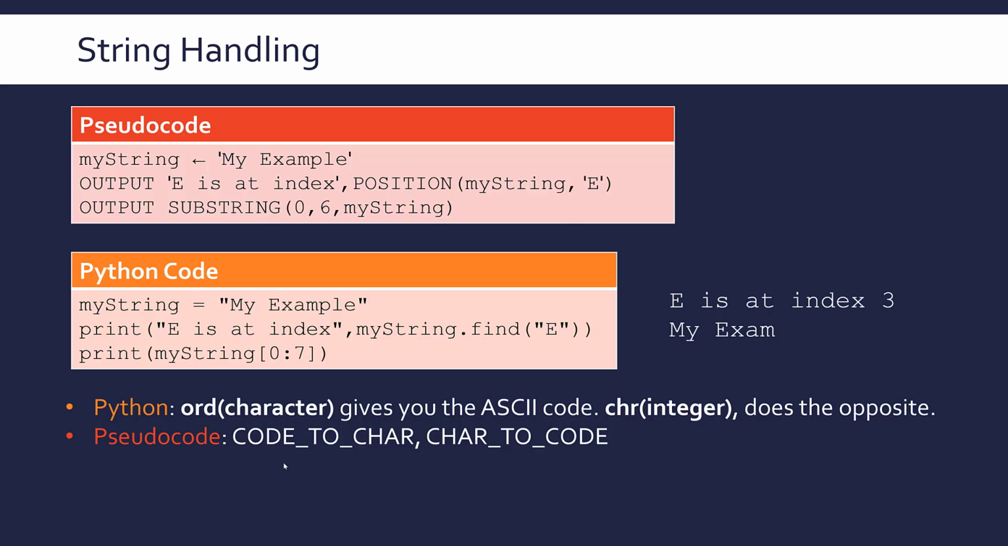In pseudocode, this is done quite nicely, in a more simple way. Just CODE_TO_CHAR, CHAR_TO_CODE, give it brackets, give it a value, and it will convert it for you. So those are not used very often. There are different ways to deal with that actually, but those are good to use. Again, might be worth practicing those quickly if you are learning Python.